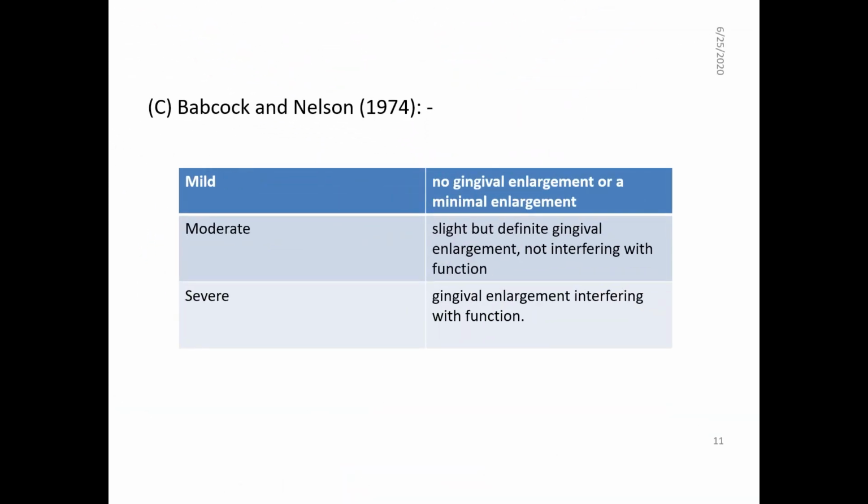Next is Babcock and Nelson. They have given it in the form of mild, moderate, and severe. Mild, where no gingival enlargement or very slight gingival enlargement is there, which is not appreciable. Moderate, slight but definitive gingival enlargement is there, but it doesn't interfere with the function. And severe, when the gingival enlargement interferes with the function.